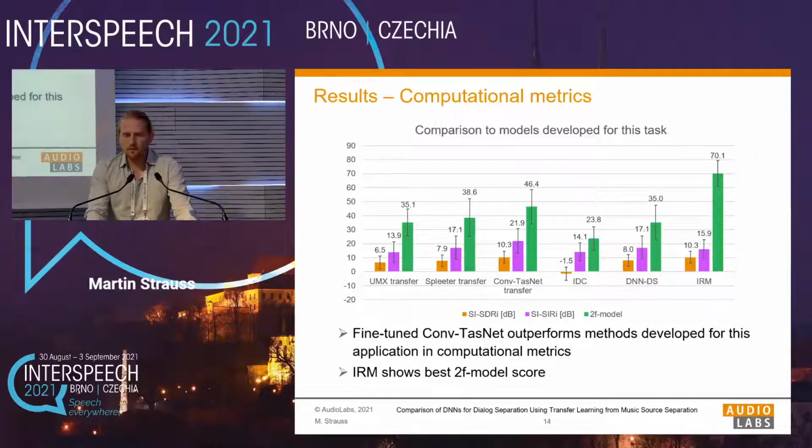Comparing now the fine-tuned versions to DNNs, we see that DNNs outperforms the Open-Unmix model and is more or less on par with Spleeter, but also gets outperformed by the fine-tuned Conv-TasNet version. And if you take a look at the IRM, we see that it has by far the best score.